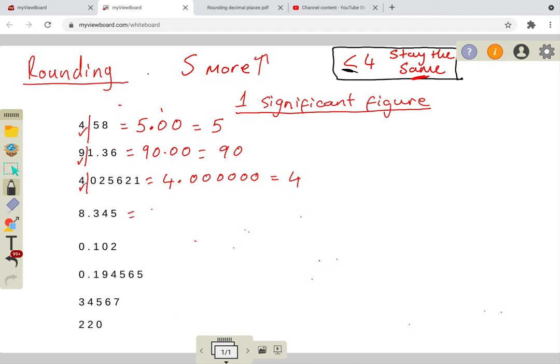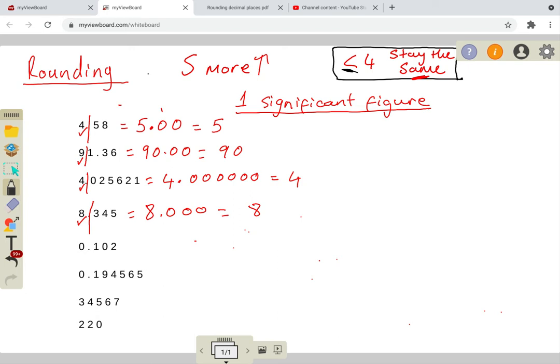Okay. Next one significant figure. Is the 8 significant? Yep. That's 1 done. Draw a line. Number next to a line is 3, which is not more than 5. So that stays the same. So I can write that as just 8.